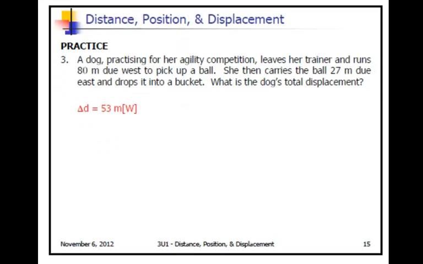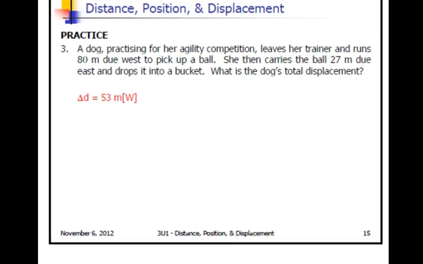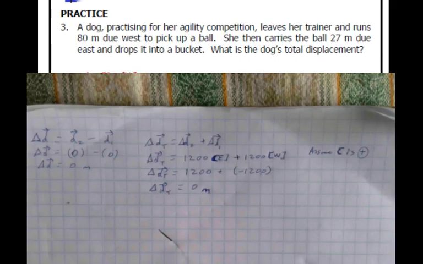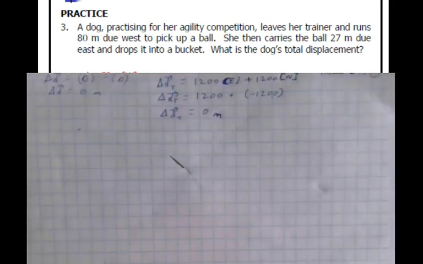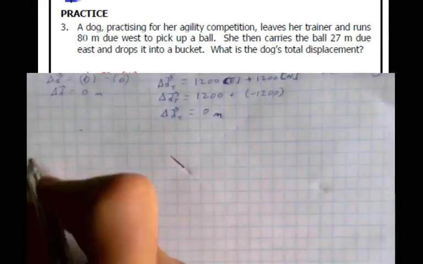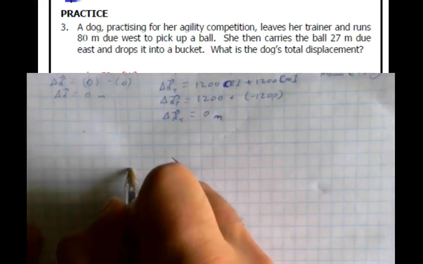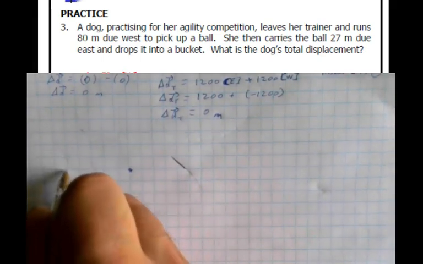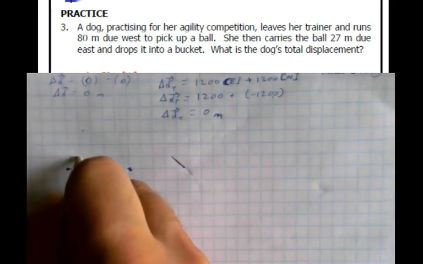Here's another problem. A dog practicing for her agility competition leaves her trainer and runs 80 meters west to pick up a ball. She carries the ball 12 meters due east and drops it in a bucket. So what is the dog's displacement? Now let's do this one here. I'll calculate this. So first, we have this dog. It is at an initial position. It says that the dog leaves the trainer and runs 80 meters west. So I will just give another position here. This is an 80 meter distance.